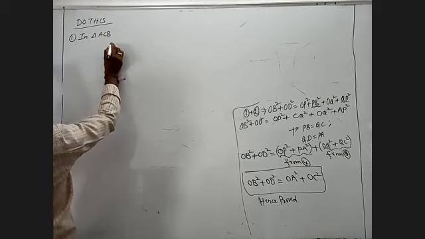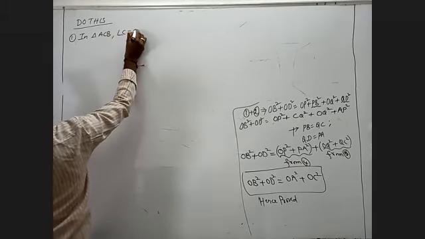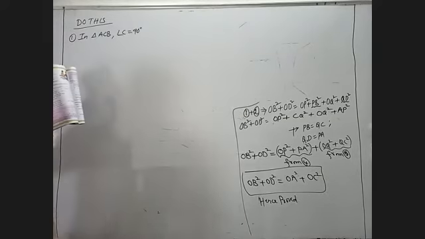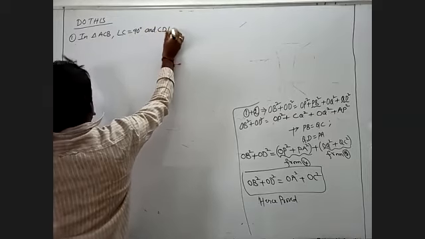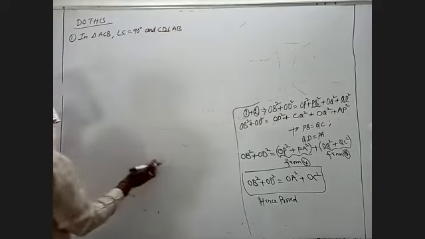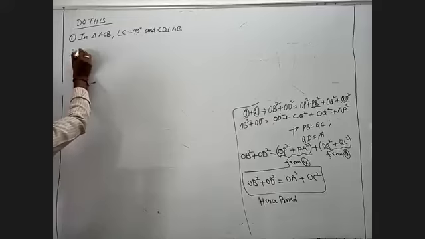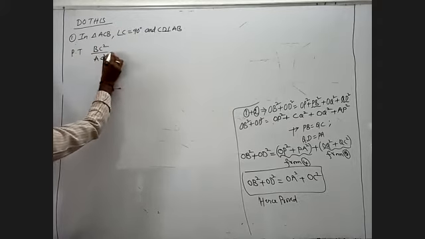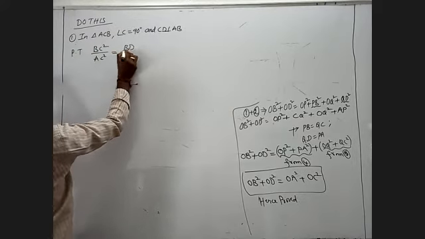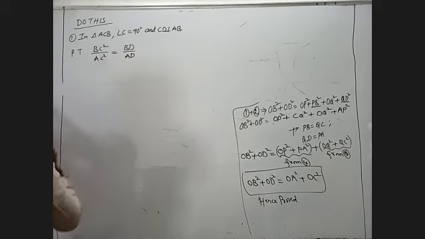In triangle ACB, angle C is equal to 90 degrees and CD is perpendicular to AB, so that BC square by AC square is nothing but BD by AD.